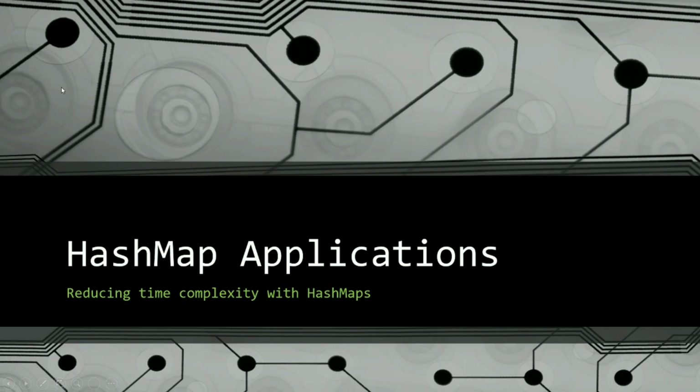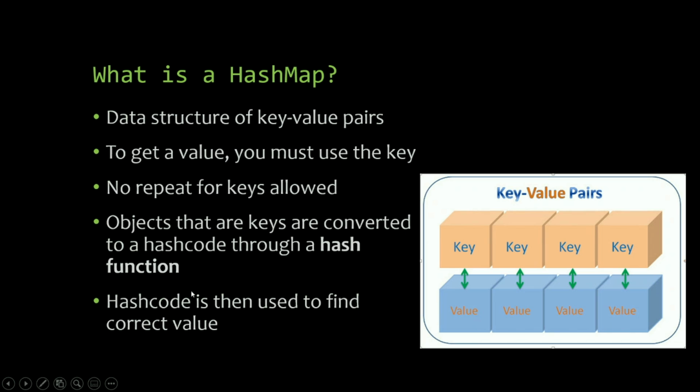One of the most popular techniques for reducing your time complexity is employing a hash map. But what is a hash map? A hash map is a data structure with key and value pairs similar to a map. And to get a value, you must know what the key is. And similar to a map, you cannot have any repeats for keys.